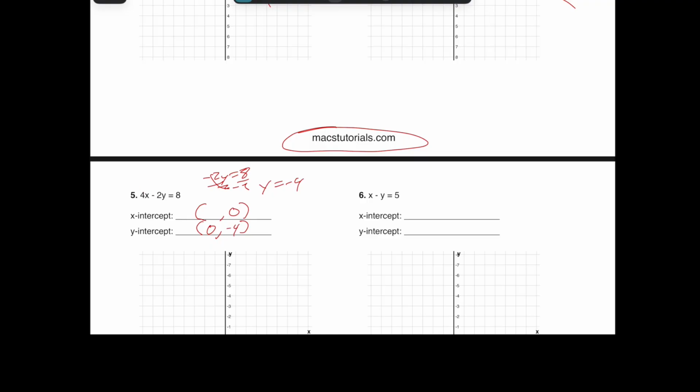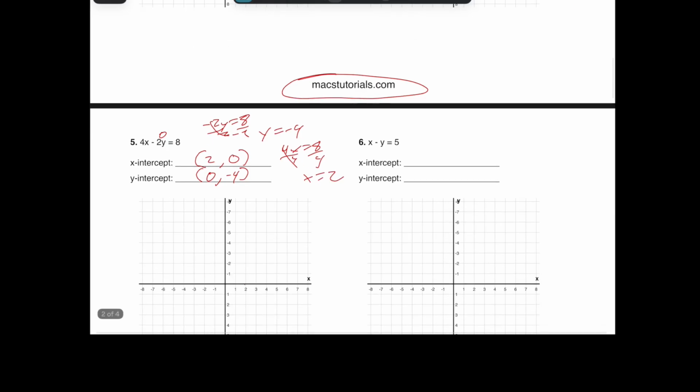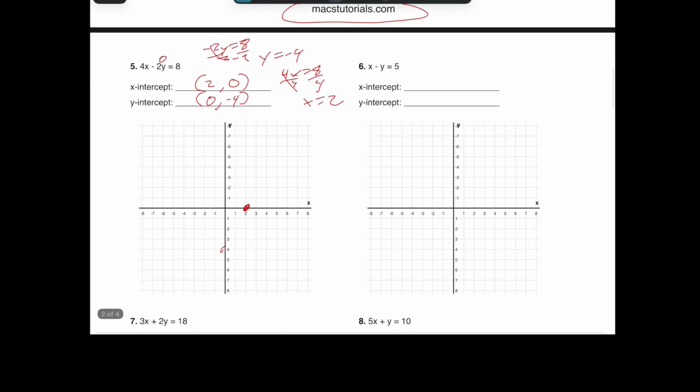Now let's do the other way around, where I plug 0 for the y, and I'm going to get 4x equals 8, and hopefully you can see right away that that's just x equals 2. Okay, so let's go ahead and go 2, 0. Let's go ahead and go 0, negative 4, which is way down here, and then I got it.